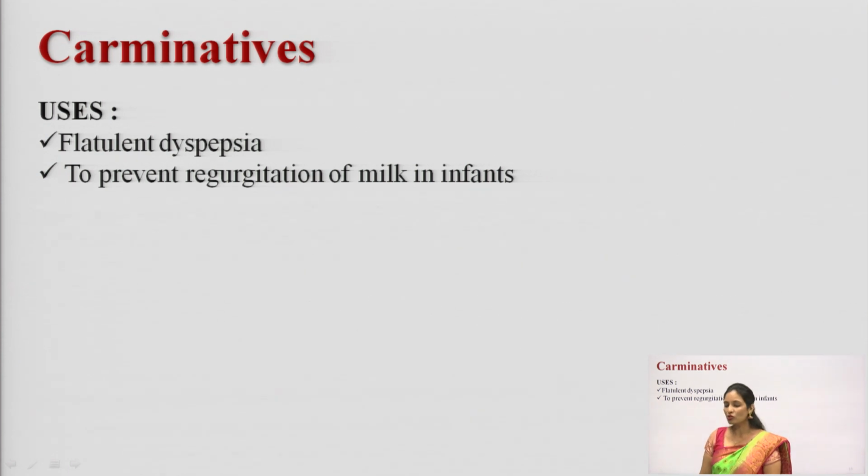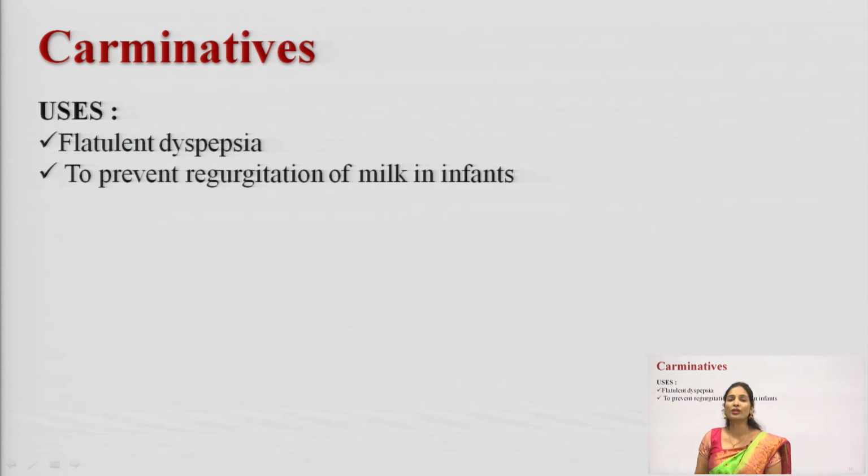And what are the uses of a carminative? Carminatives are used in flatulent dyspepsia, and these are the drugs which prevent the regurgitation of milk in infants. What is meant by regurgitation? Regurgitation means the flow of milk into the mouth. In such infants, you can use the carminative drugs.